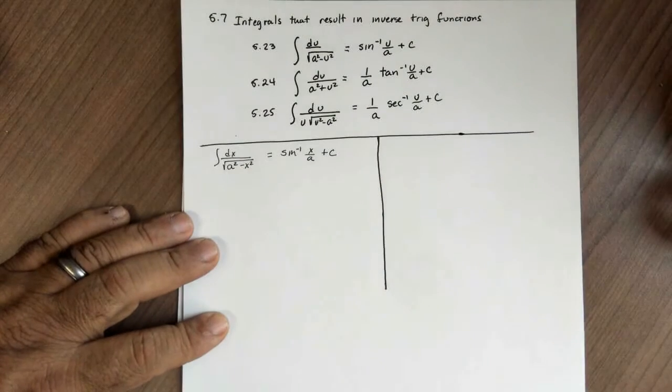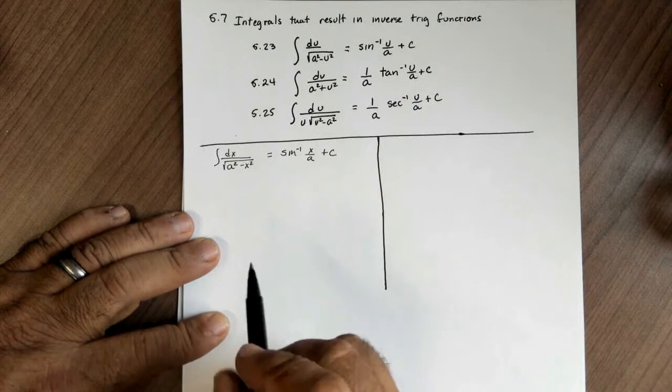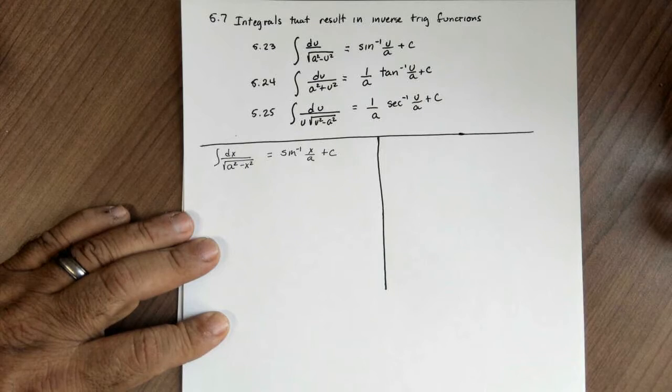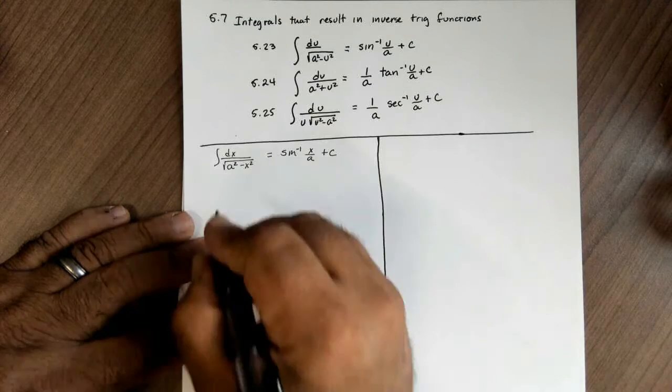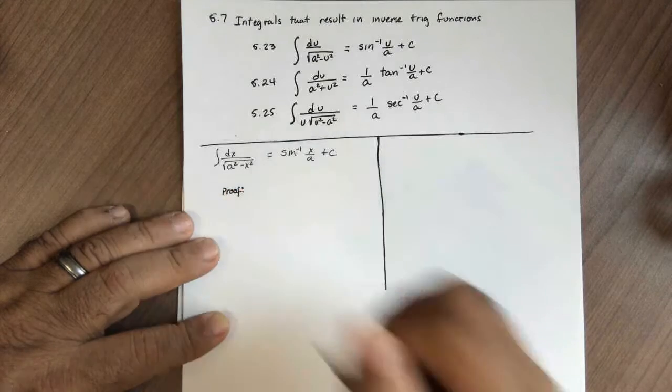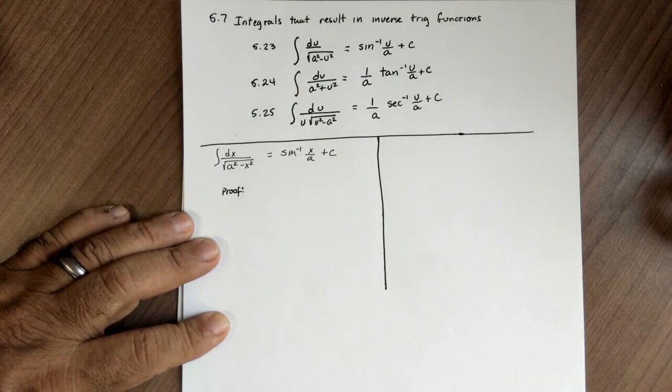So I'm going to do it for x because it's easier, but remember that all we have to do to replace the x by u is put a du there in case that we have another function. So here's the proof. The proof is really easy. You're not responsible for it on the test. It's just to show you how it works.